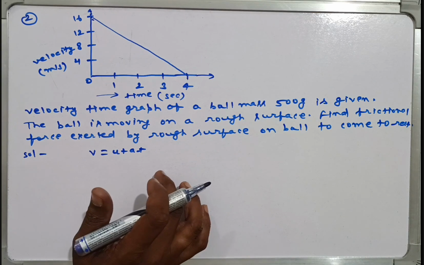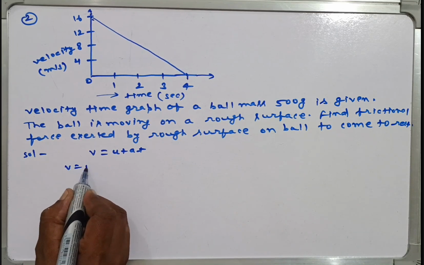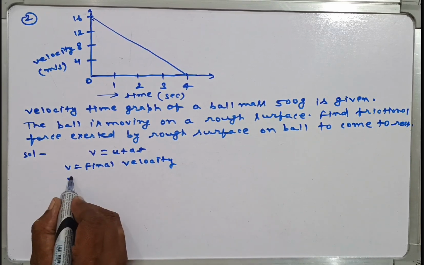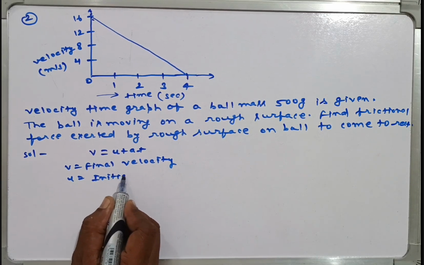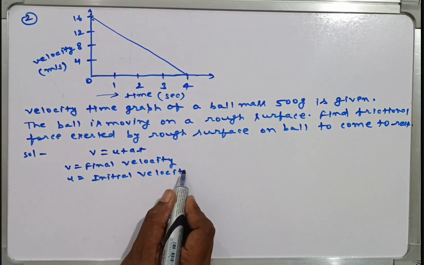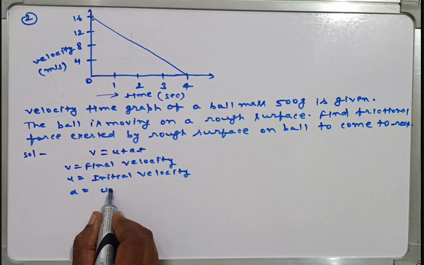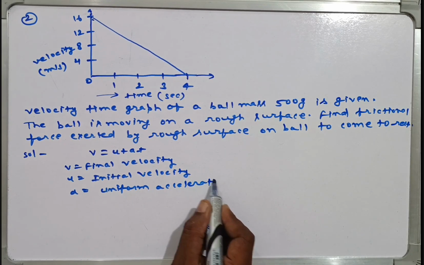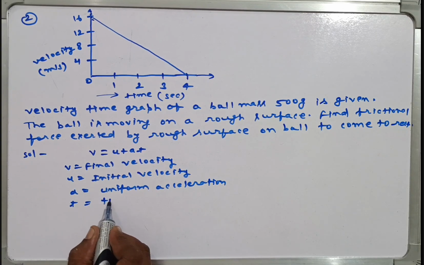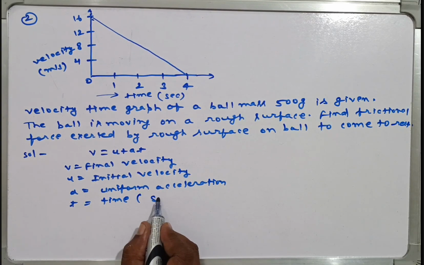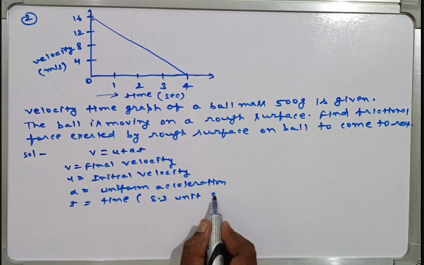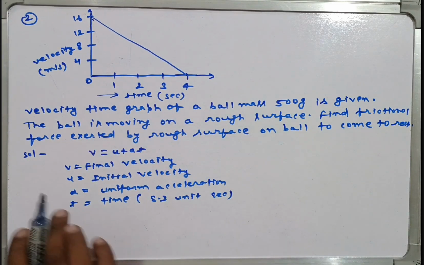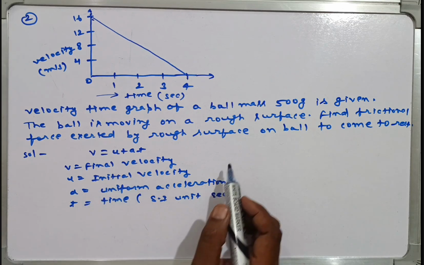Okay, so here, guys, v is final velocity, u is initial velocity, a is uniform acceleration, and t is time in SI unit, in seconds. Okay, so when you see this graph, what is the final velocity?